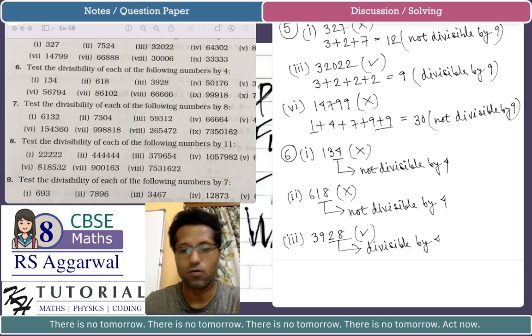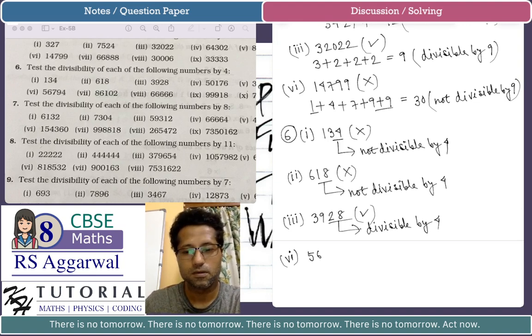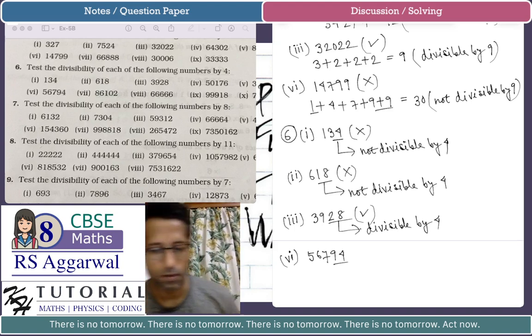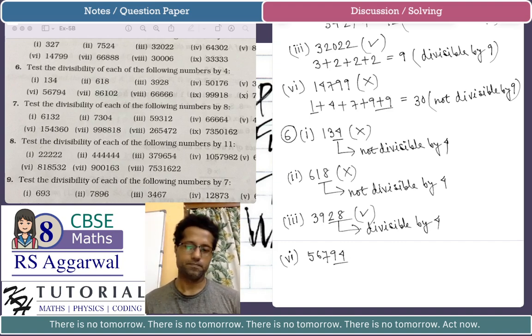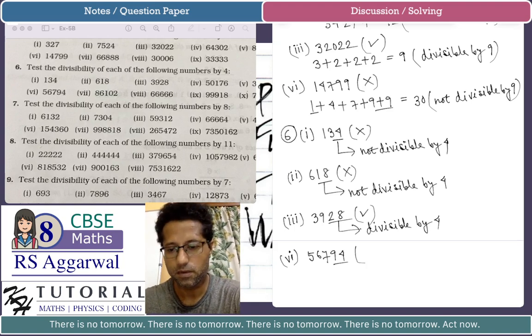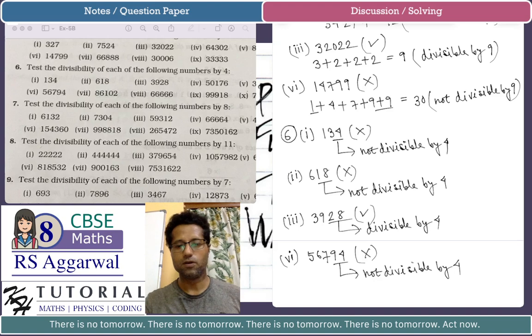Okay, let's see 65794. The number formed by the last two digits is 94, and we have to see whether this is divisible by 4 or not. 94 is not divisible by 4. Hence, the number is not divisible by 4. Okay, let's move on to question number 7.